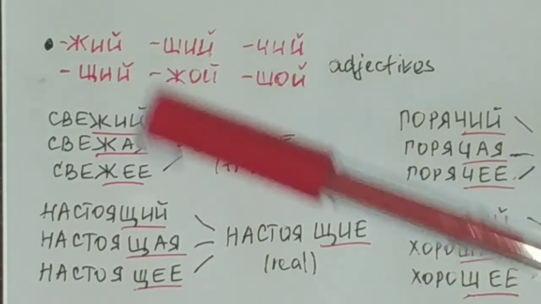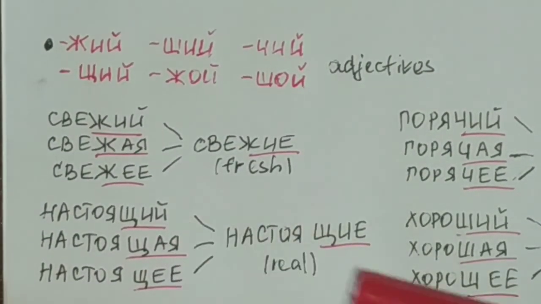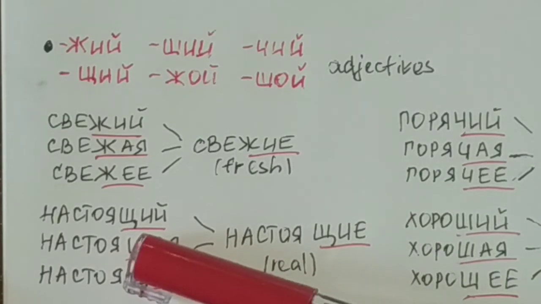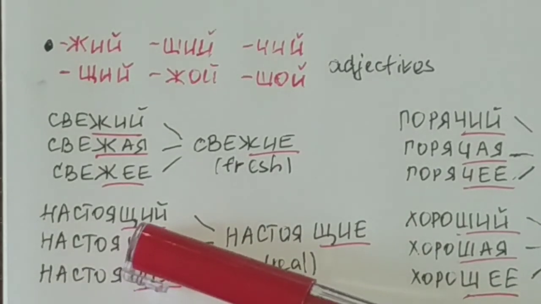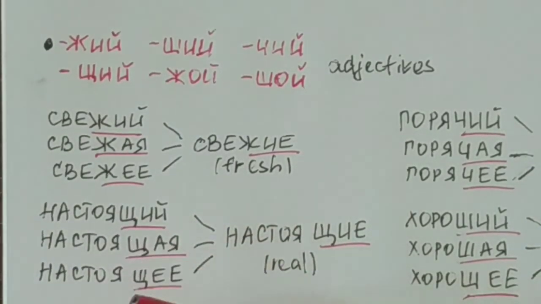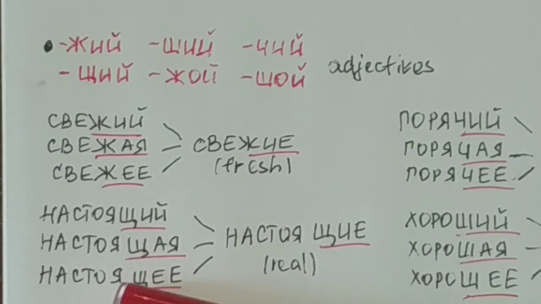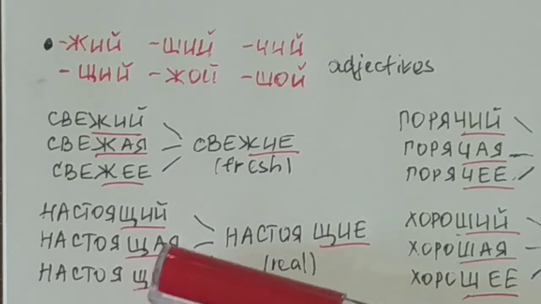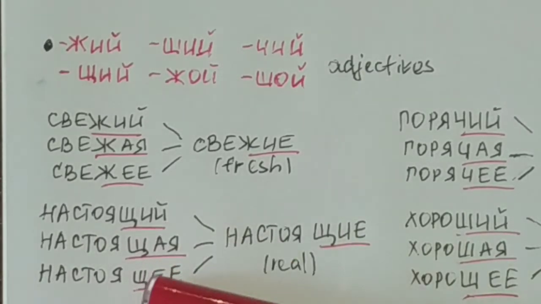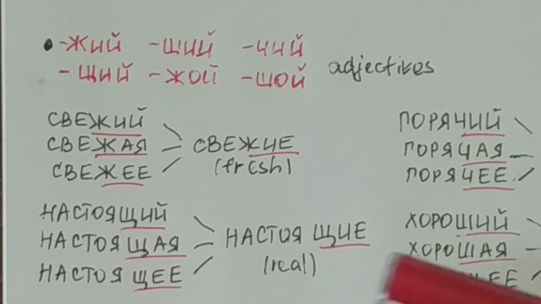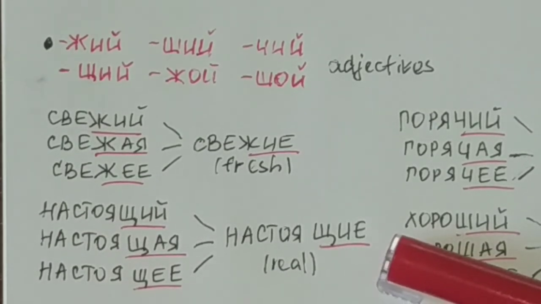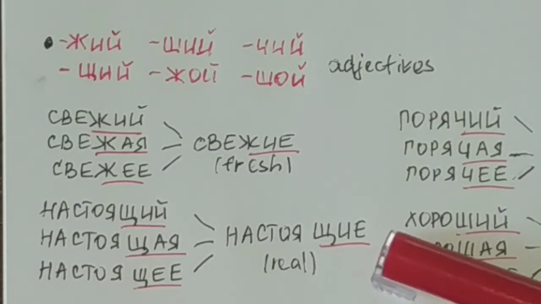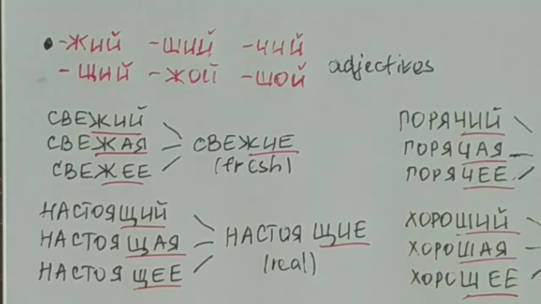So for ши, we have настоящий meaning real. It is the masculine gender form. It ends in ши. So the feminine and neuter gender versions of it will also make the plural forms by the same rule. So настоящий masculine, настоящая feminine, and настоящее neuter, and the plural form will be настоящие, real.